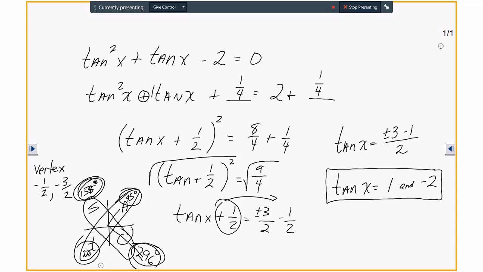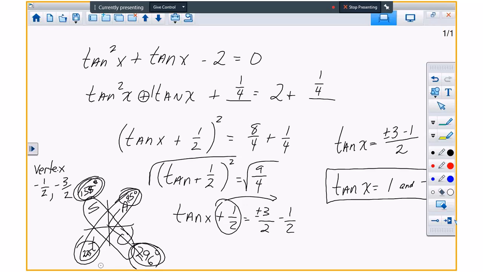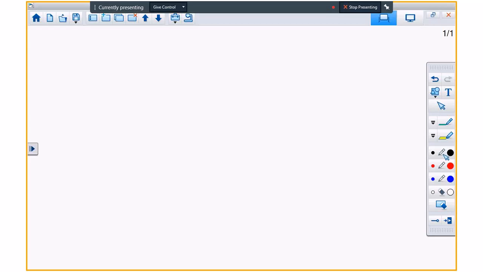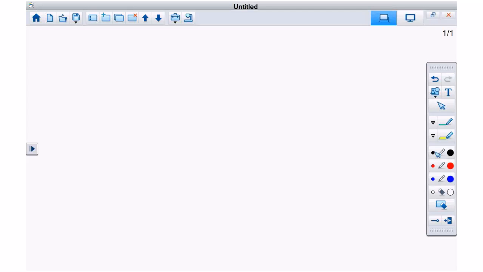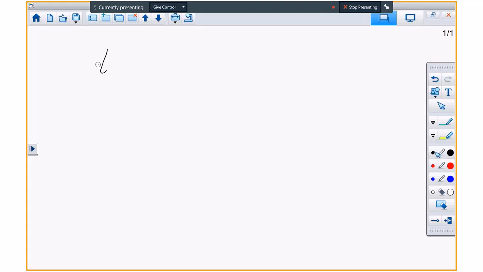Okay. Now, do reverse FOIL. I'm going to erase it and do reverse FOIL. Tangent squared of x plus tangent of x minus 2 is equal to 0.